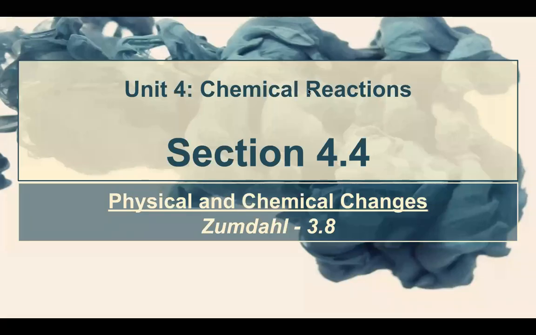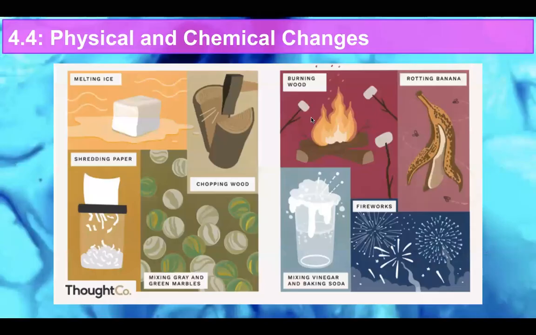Time for section 4.4, and we're going to look at the differences between physical and chemical changes. All right, so nice little diagram that we've got here, nice little cartoon images, but this really demonstrates to us the differences between physical and chemical changes. So essentially what we are getting here on the left is going to be different from what we get over here on the right. So on the left, we've got some physical changes. On the right, we've got some chemical changes.